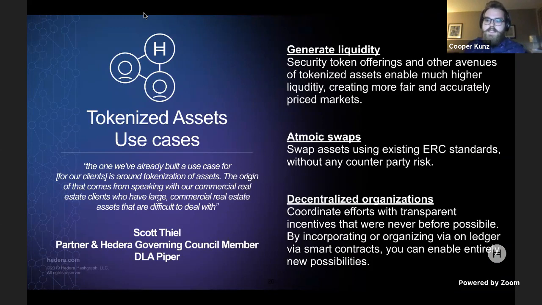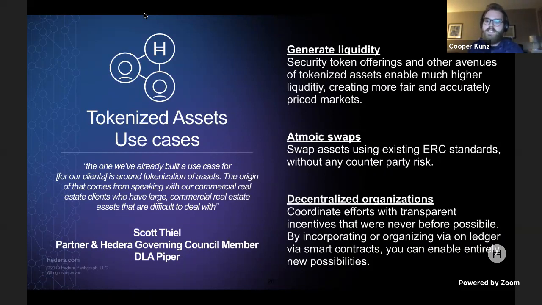And then the third use case that we're really excited about is tokenized assets specifically. So DLA Piper, which is one of our council members, is building a really interesting tokenized asset marketplace on Hedera Hashgraph. So we're really excited about this. Tokenized assets are a really interesting way to generate liquidity. If you have a real estate license or a business that's worth billions of dollars, how do you find people to buy up large portions of that and get sufficient liquidity that you can sell it as easily as you'd like to?